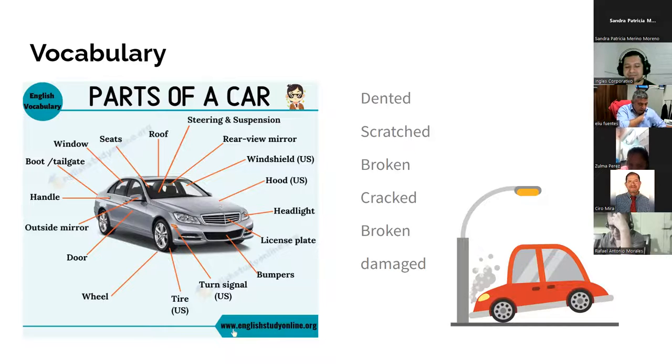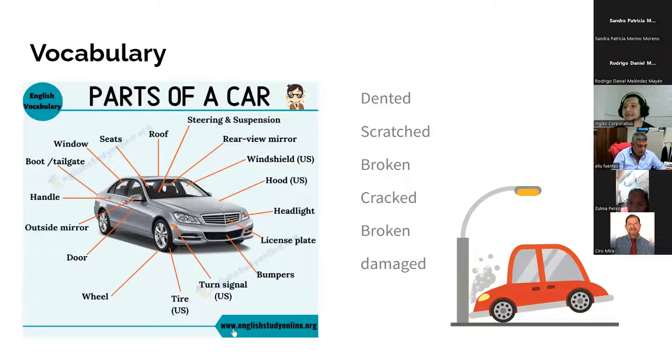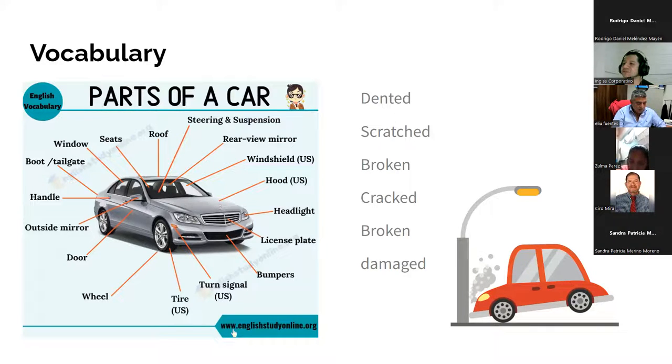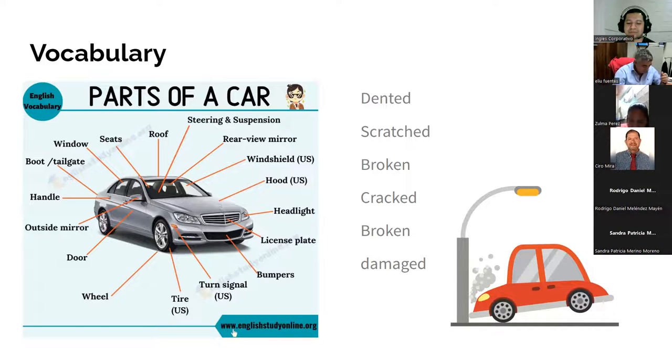What else? Headlights, very important. Headlights, the lights from the front, right? Very good. Yes, Rodrigo, what did you investigate? What else? Gear level. What is gear level? La palanca de cambios del vehículo. Oh, gear level. Very good, gear level. Palanca de cambios, exactly.